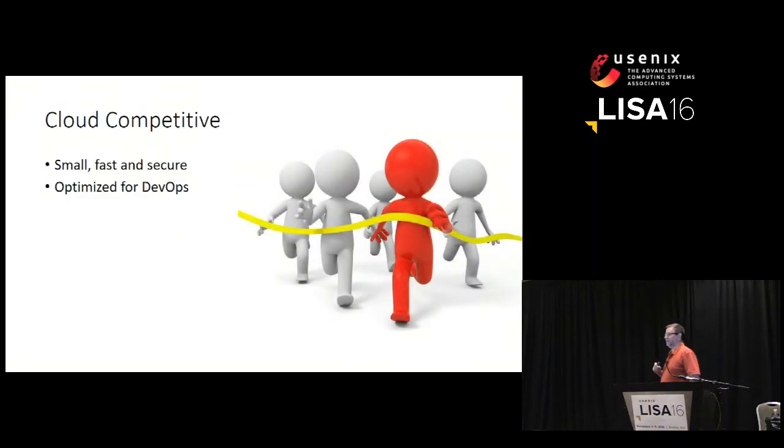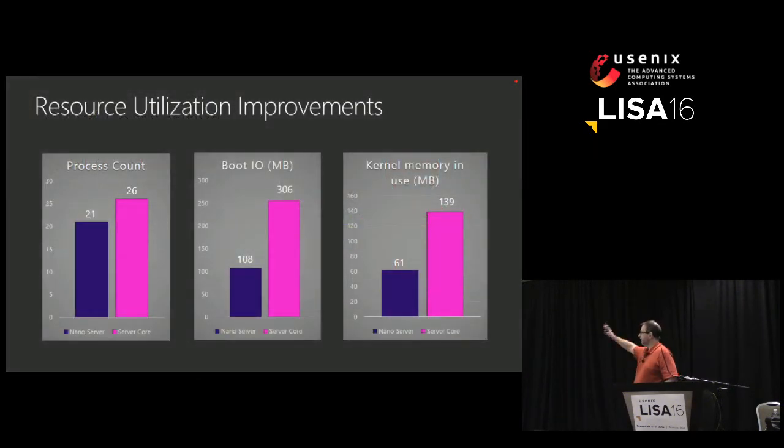So I mentioned to you that we did all this in order to be cloud competitive. And again, cloud competitive, you want to be small, fast, secure, and be optimized for a DevOps workflow. So let's see how we did. Resource utilization, we went from 26 default. This is server core. This is NanoServer. We went from 26 down to 21, almost 20% decrease in process counts. The number of megabytes required to boot the OS goes from 306 down to 108. 1/3 the number of megabytes to boot the OS.